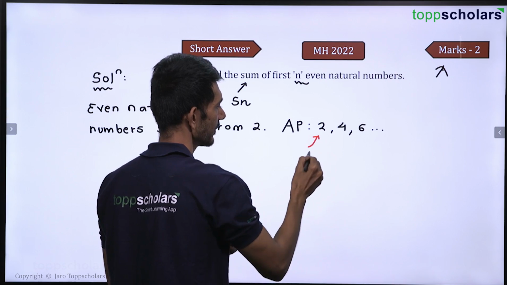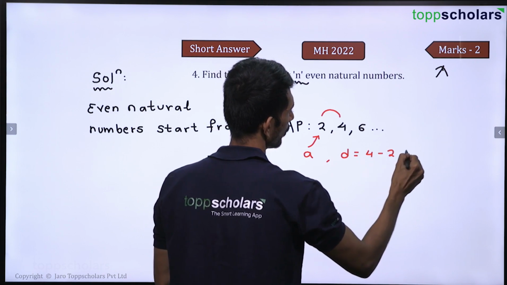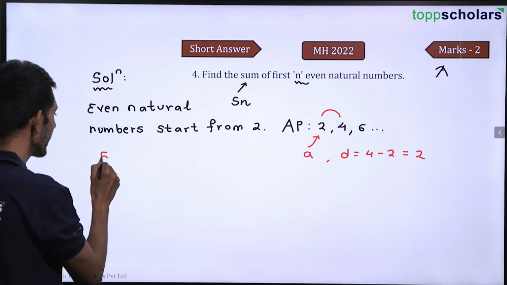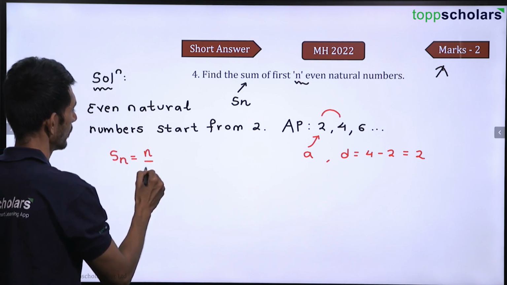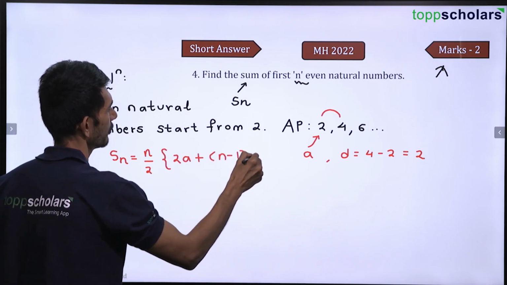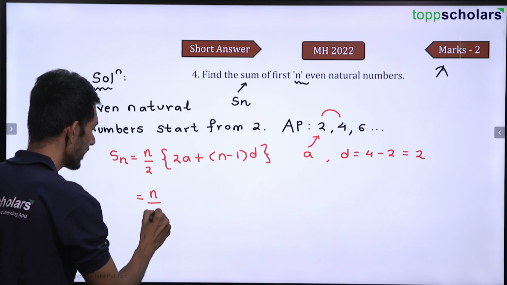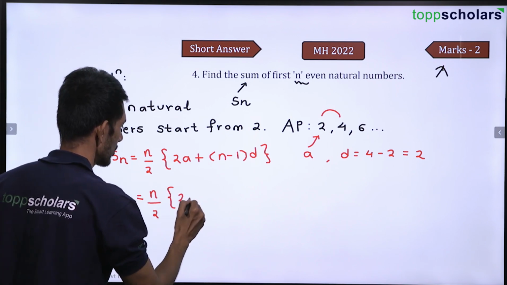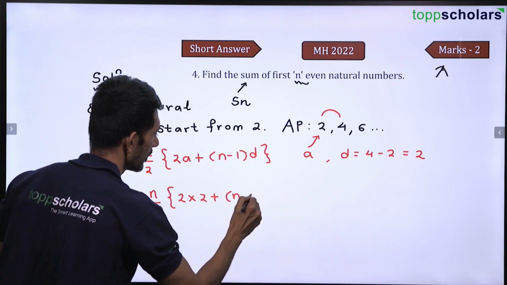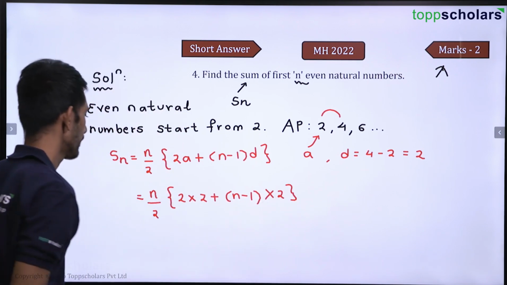Now can I say here your A is 2? Can I say D is 4 minus 2, which is 2? So A is 2, D is 2. So what will be Sn? n by 2, 2A plus n minus 1 into D. This is the formula, isn't it? Put the values. n remains n, n by 2, 2 into A. A is how much? A is 2. Plus n minus 1 into D. D is also 2.